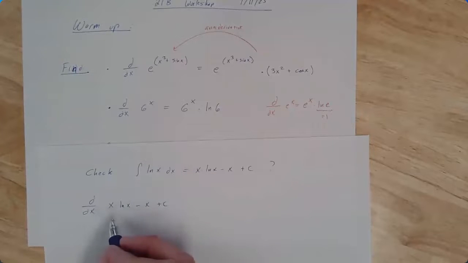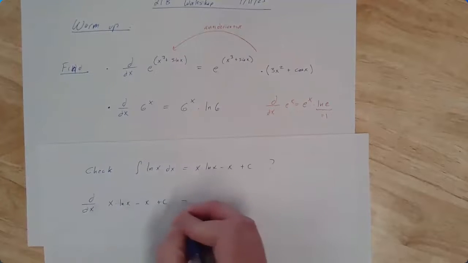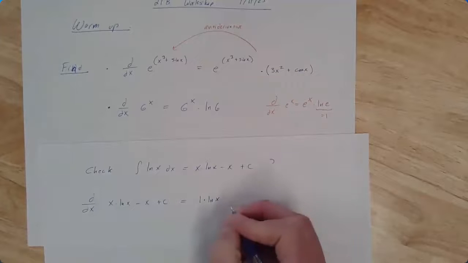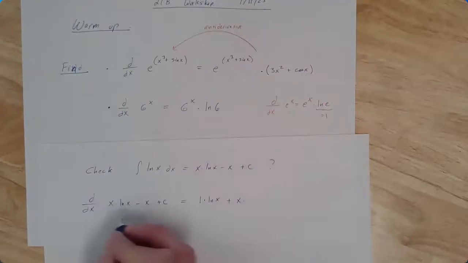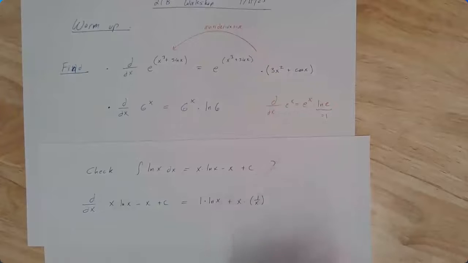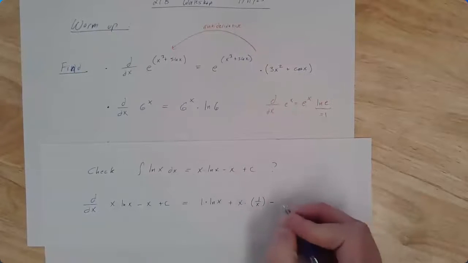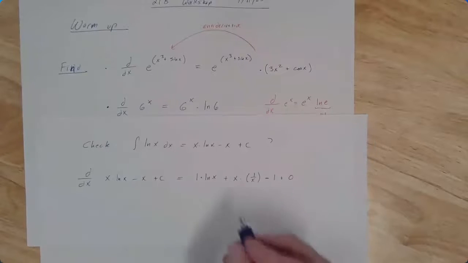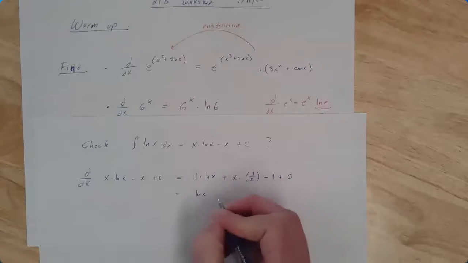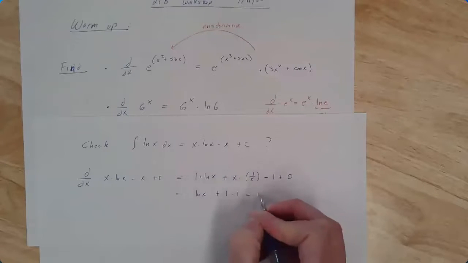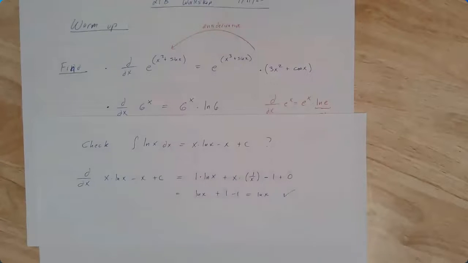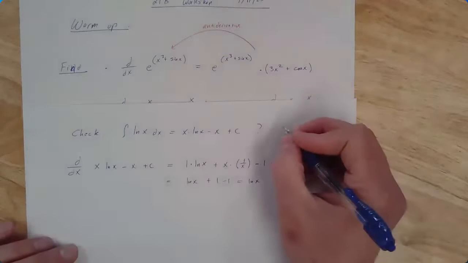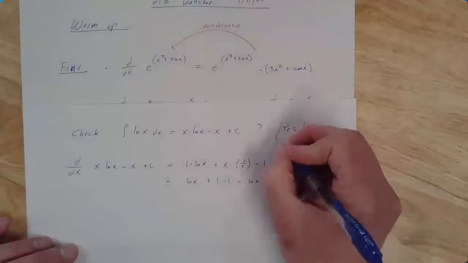Here we have to use the product rule. So the derivative of x times natural log of x is going to be the derivative of x, which is 1, times the other piece, which is natural log of x, plus x times the derivative of the natural log of x, which is 1 over x, minus the derivative of x, which is 1, plus the derivative of c, which is 0. And then if we simplify a little bit, we end up with natural log of x plus 1 minus 1, which equals the natural log of x, which is the thing that we were supposedly taking the antiderivative of. So yeah, this checks out. The answer here is a resounding yes.